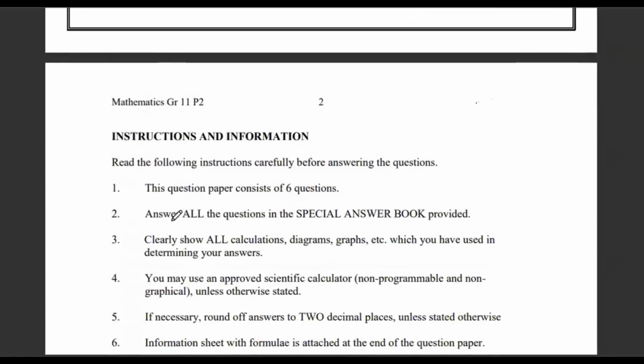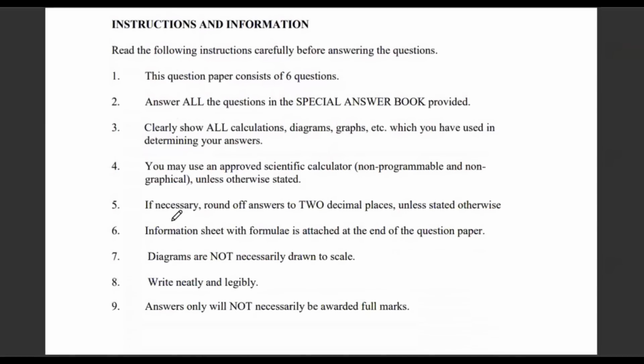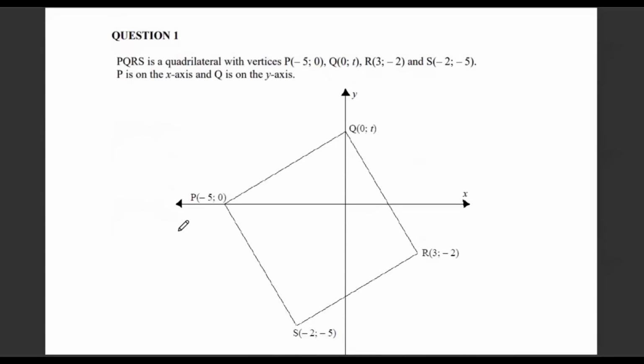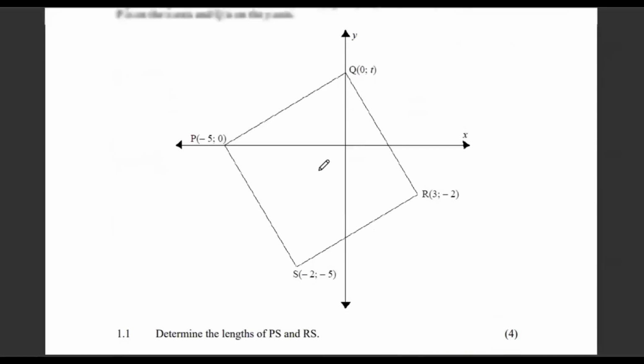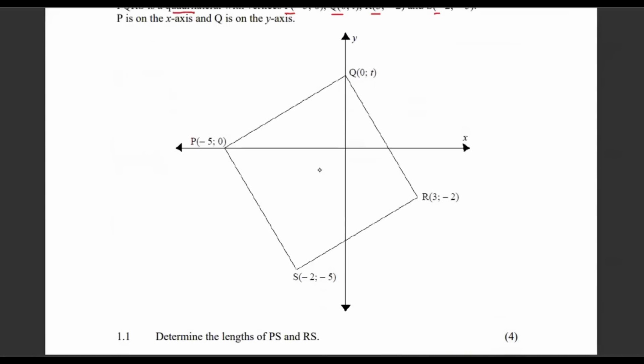So instructions, we have 6 questions that we're going to answer. And then question number 1, which is the analytical. They're telling us that PQRS is a quadrilateral with these vertices. We have all that information within the diagram, and then they want us to determine the lengths. So remember, when they ask for lengths, that's basically the distance. So we need the length PS and RS.